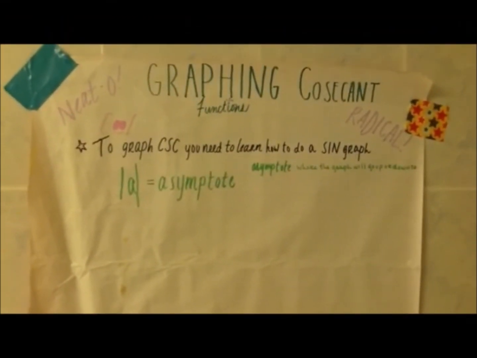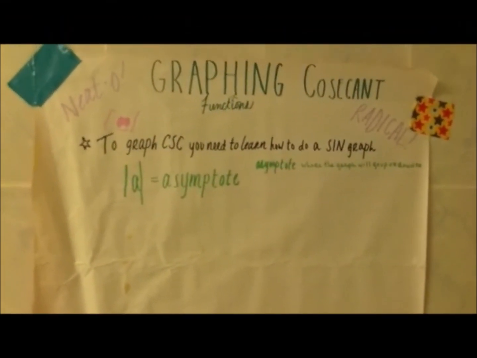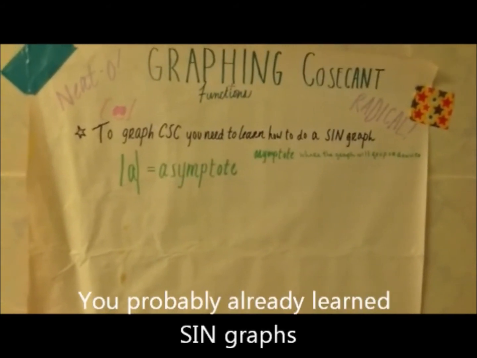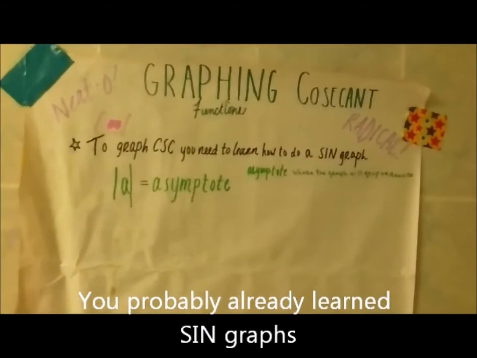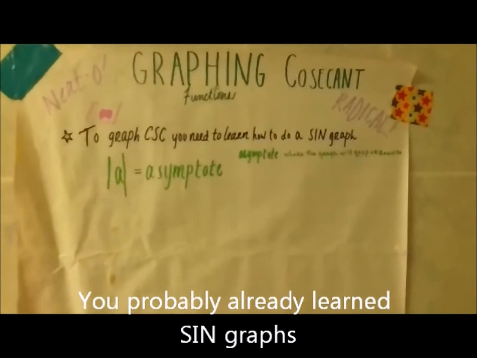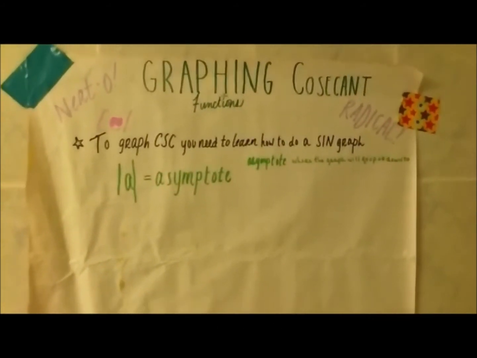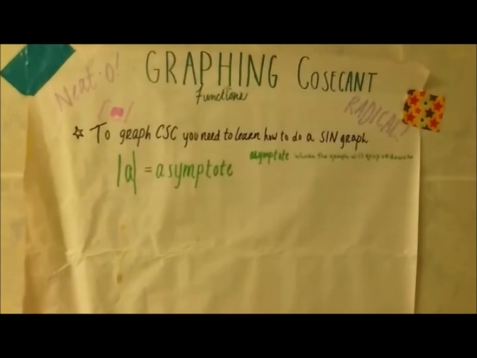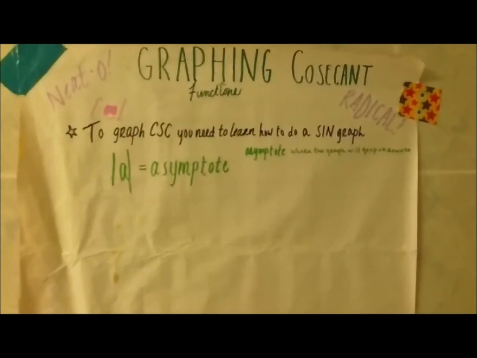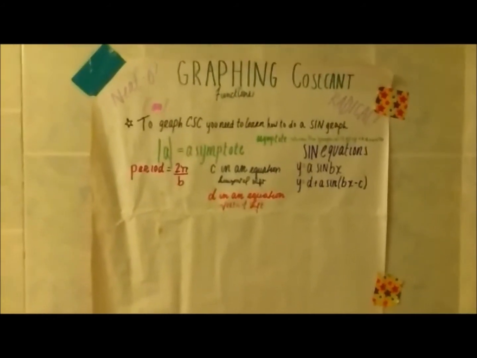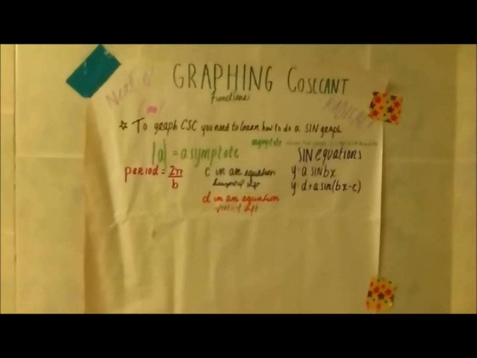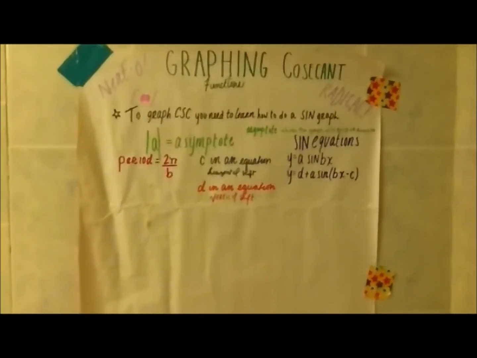I'm talking about graphing the function of cosecant. Before you get started on actually graphing a cosecant, you need to know how to do a sine graph. You probably already learned your sine graph, so it mustn't be very difficult. As a quick review, you need to know your asymptotes, which are where the graph will go up or down to. You should also know about the period, which is essentially where the graph will end.